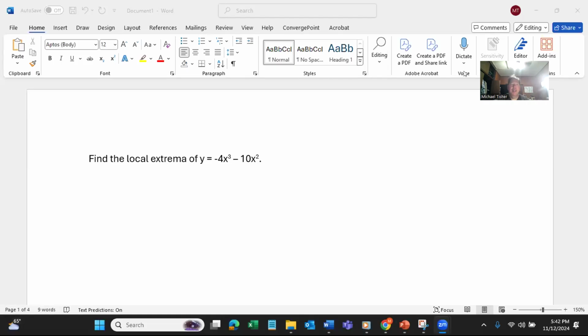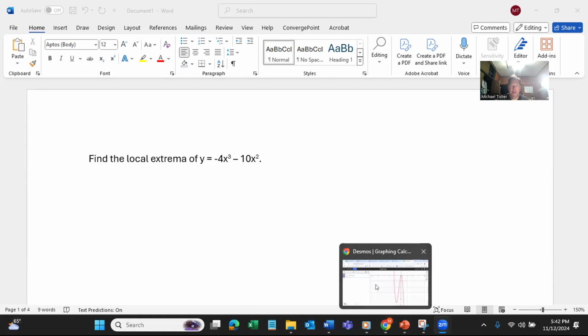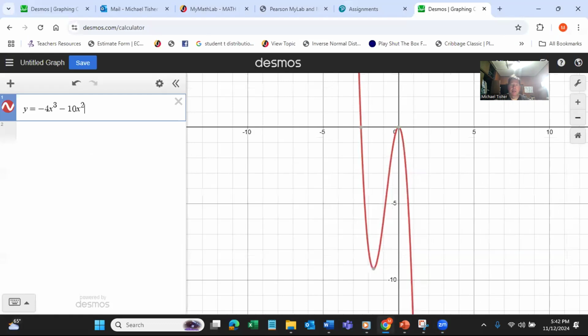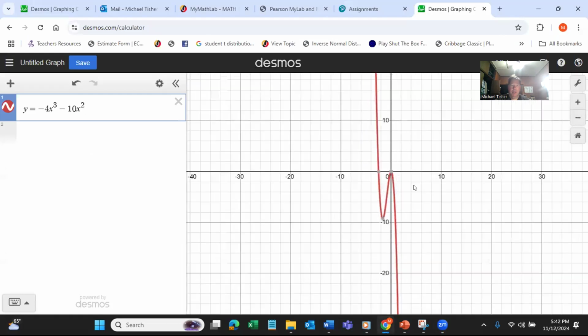Hello, everybody. Today, let's find the local extrema of y equals negative 4x cubed minus 10x squared. To do this, let's graph the function. And here's the graph right here. Okay, very nice curvy graph. And we can zoom out to see more of it right here. Very interesting graph.